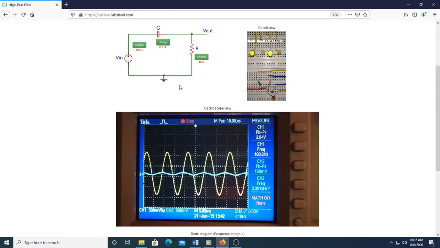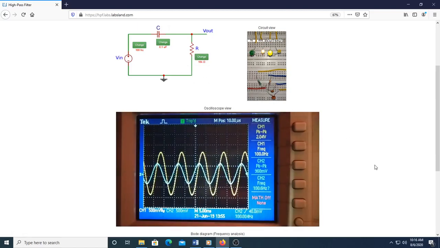Now as the resistance is changed to 10 kΩ, the cutoff frequency of the filter reduces to 159 Hz. Since the input signal frequency 100 Hz is closer to cutoff frequency, the output signal amplitude increases to 960 mV and the phase shift between the output and input signal reduces.